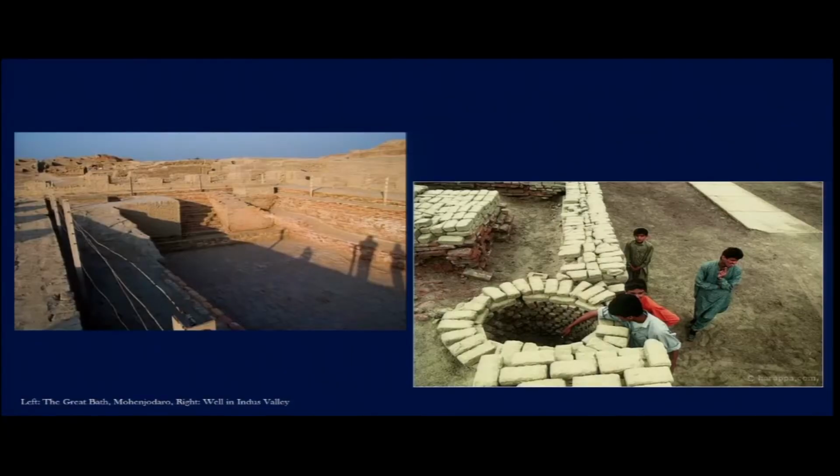On the right side, we also have the well. As we know, the bricks were also used for making the canals, as well as the wells for the supply of groundwater. So these are some of the technologies that we see were evident in a very early part of the history of the Indian subcontinent.